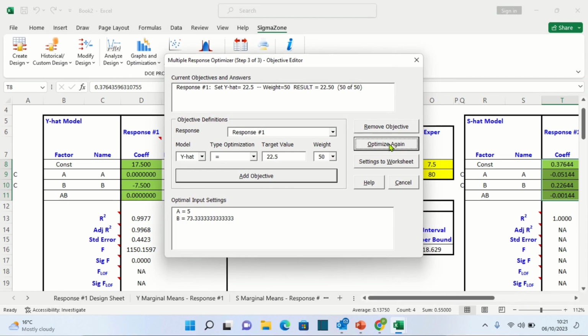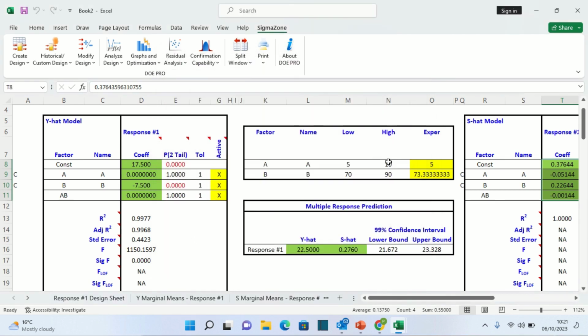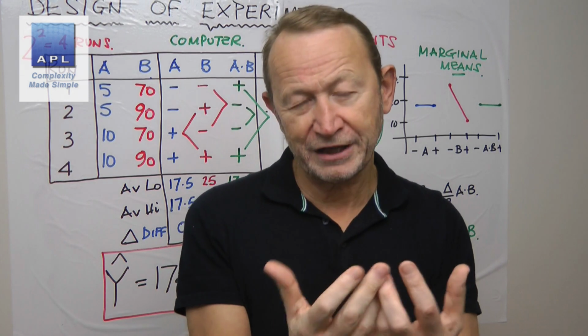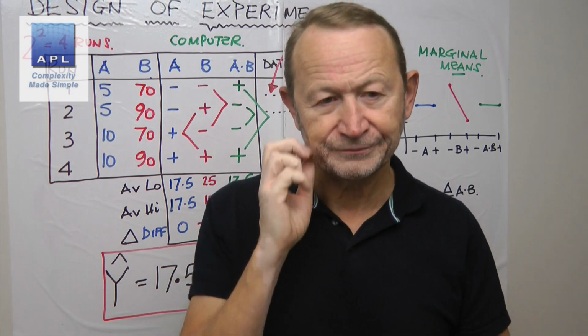And it comes back and it says, well, if you put A to 5 and you put B to 73.33, you will optimize this process. If I click Settings to Worksheet, it pops those two values in the yellow fields, and then in the green fields at the bottom, it tells me the prediction. You will hit 22.5 with a standard deviation of 0.27. And that's how Sigma Zone does the analysis. Okay, now that's the first time you've seen that, so we're going to use that again and again.